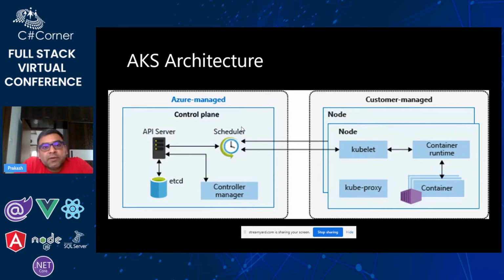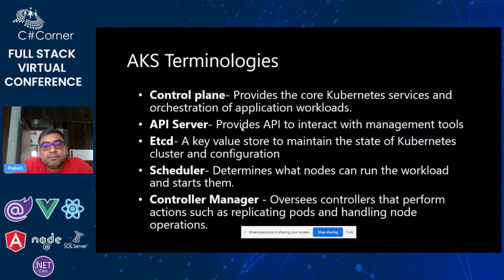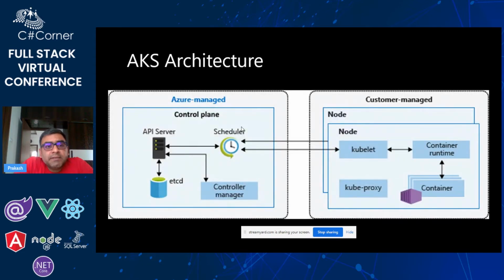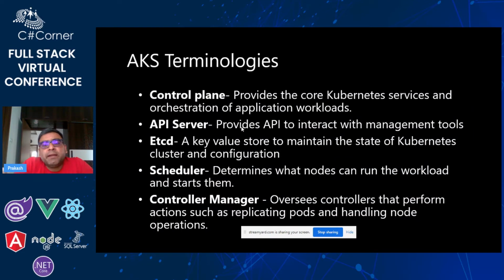So nowadays, for everything we pretty much have APIs, whether it's a database like Mongo or Cosmos, you interact with APIs. Even when you want to interact with, say, the Kubernetes engine, you use the API server. The API server exposes some of those APIs to manage things, right? What is etcd here? etcd is basically a key-value store to maintain the state and configuration.